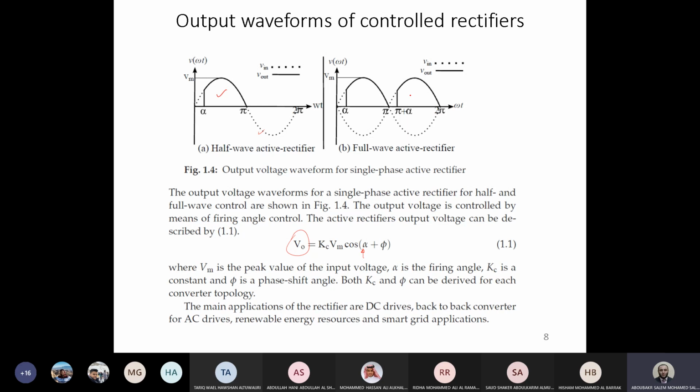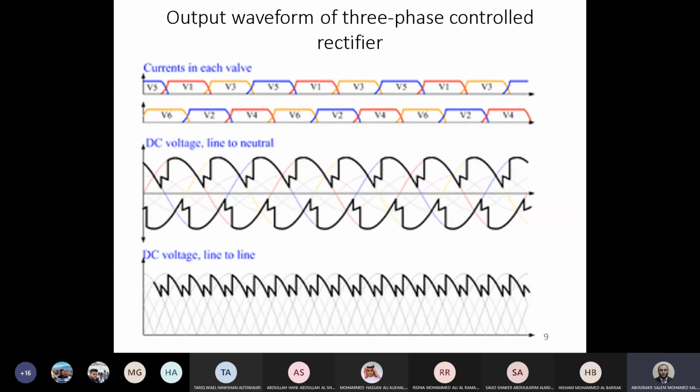Again, we are not going to discuss in details the operation for each type. We just discuss the concept, guys. So now we have controlled rectifiers and uncontrolled rectifiers. Okay. This is the output voltage, guys, for controlled rectifier.